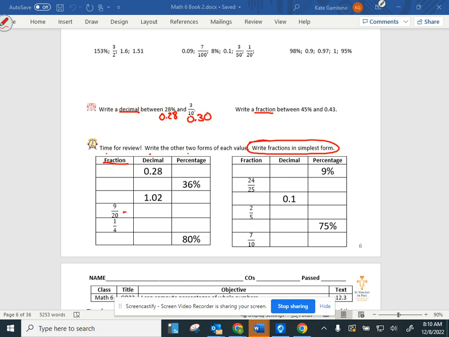what do we need to convert that denominator to in order to convert it? Isabel? 100. What did I multiply that 20 by to get to 100? 5. So what do I need to multiply my 9 by? 5. So when you're doing these fraction ones, you're going to want to convert it to 100 so you can easily do the decimal and the percentage.